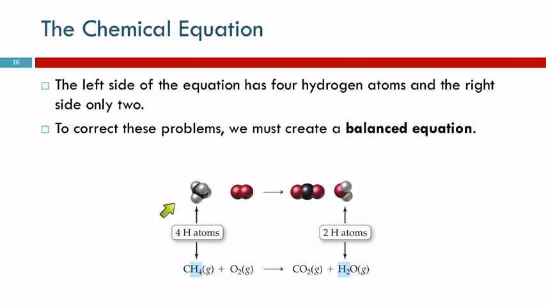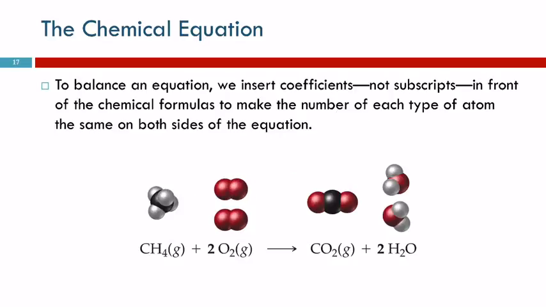So here's the other problem, the 4 hydrogen atoms here and the 2 hydrogen atoms over there. So we need to adjust our chemical equation. We need to balance it so that we have the same number of hydrogen, oxygen, and carbon atoms on the left side as we do on the right side. That's called a balanced chemical equation. So, looking at the pictures, if we had 1 of these and 2 of those, then we could make 1 of these and 2 of those and not need to pull in any extra pieces and not have any left over.